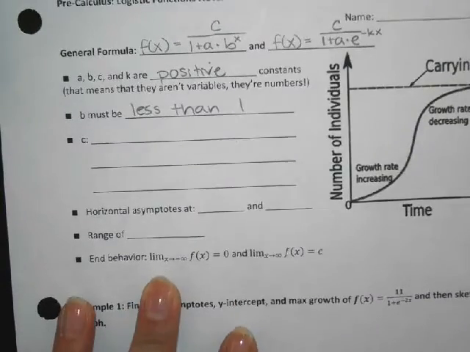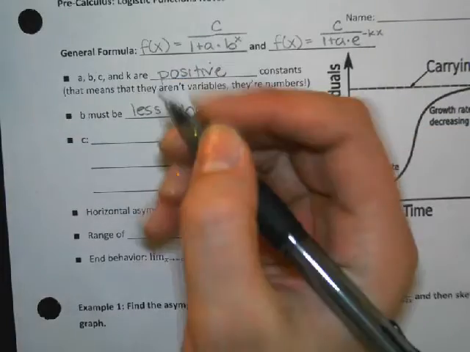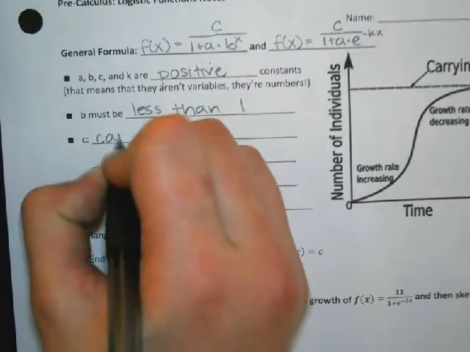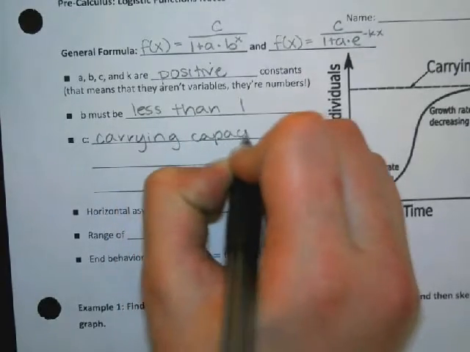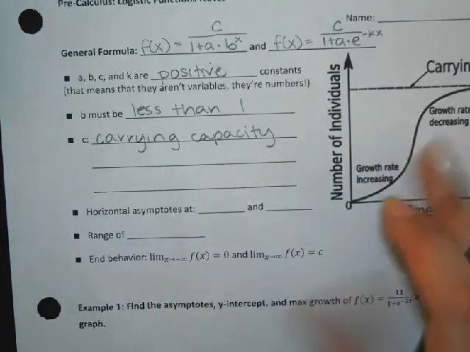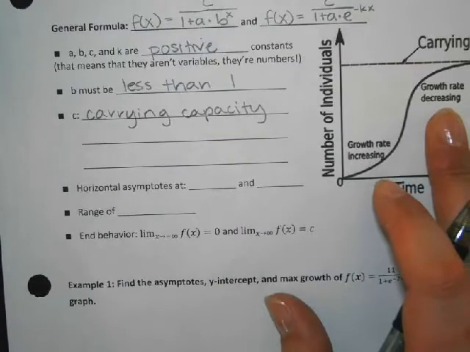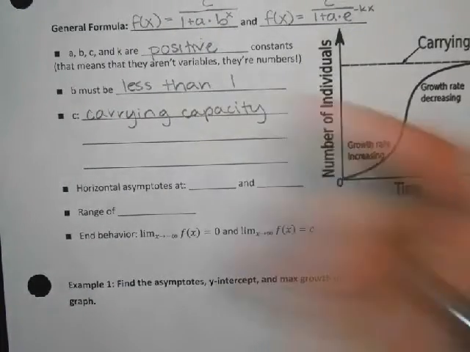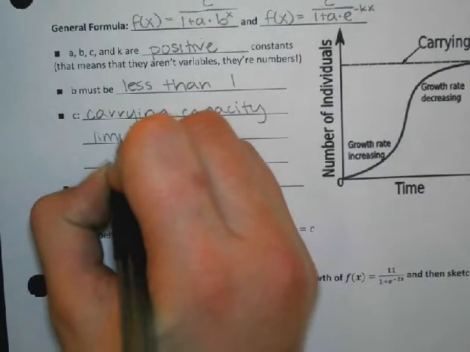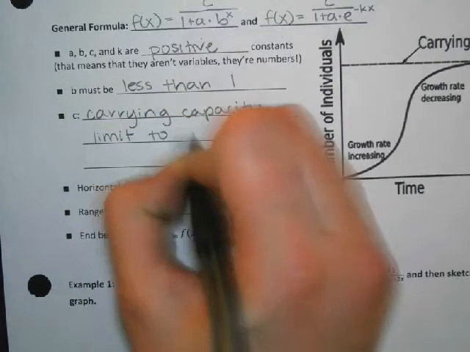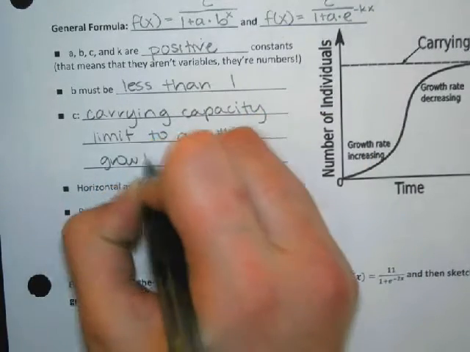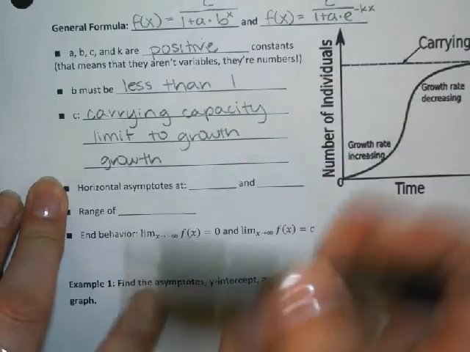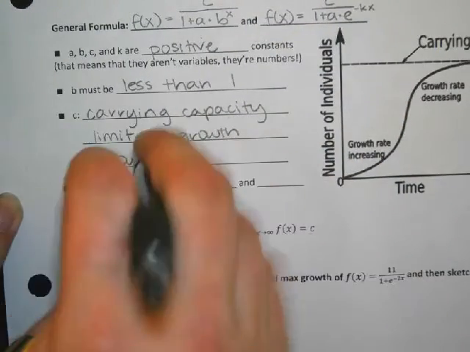All right, c, the number on top, is known as the carrying capacity. That's probably the only thing I hear it called in calculus, or the most common thing, I guess. The other phrases that people use for it is they call it the limit to growth. Or they call it the growth maximum, or maximum growth. Growth maximum sounds weird. Maximum growth sounds better.